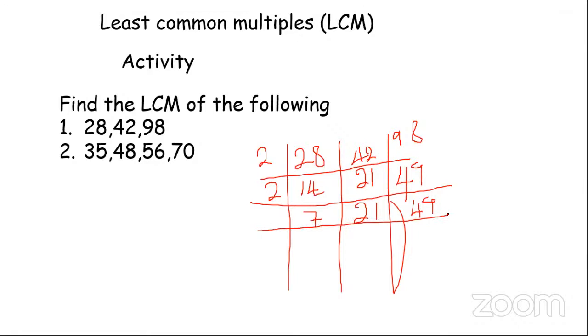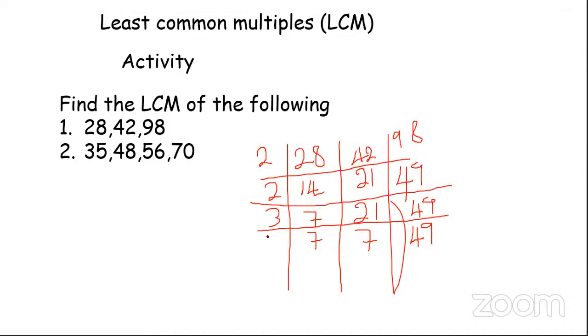So are they still divisible by 2? No. Before we go to 7, isn't there another number, 3? So this will remain 7. 21 divided by 3 will give us 7. 49 divided by 3 doesn't give us 7. It's impossible. Okay, so we write it.